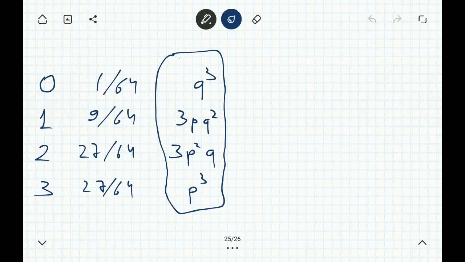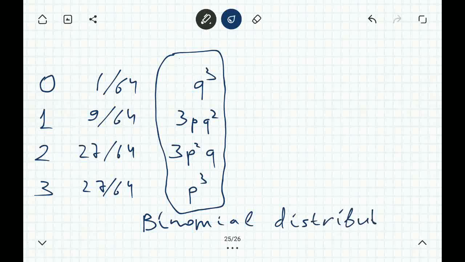So our probabilities comply to the binomial formula, and that's the reason for the name binomial distribution. So this is one particular distribution, and it's called binomial distribution just because its probabilities or relative frequencies comply to the binomial formula.